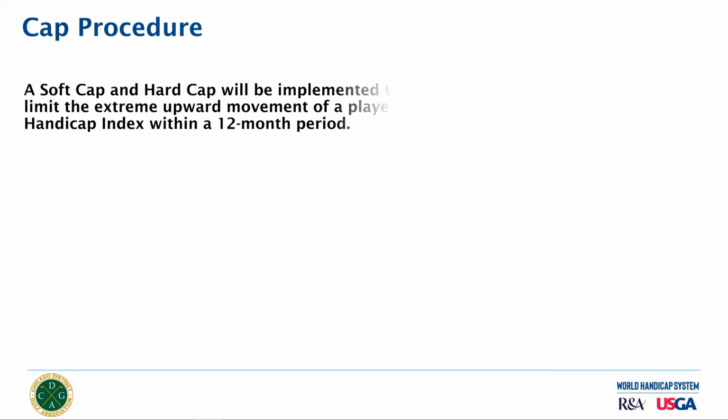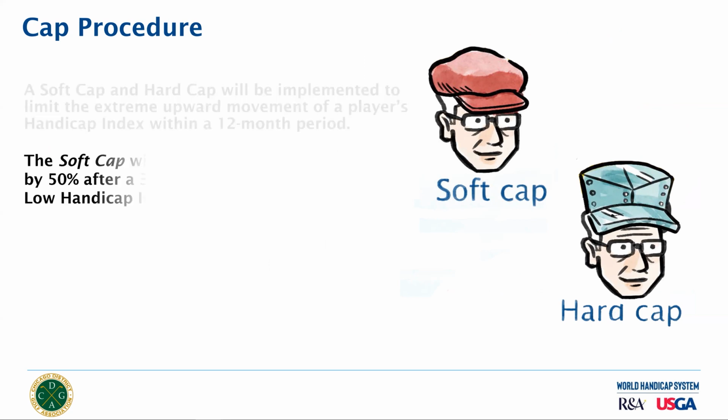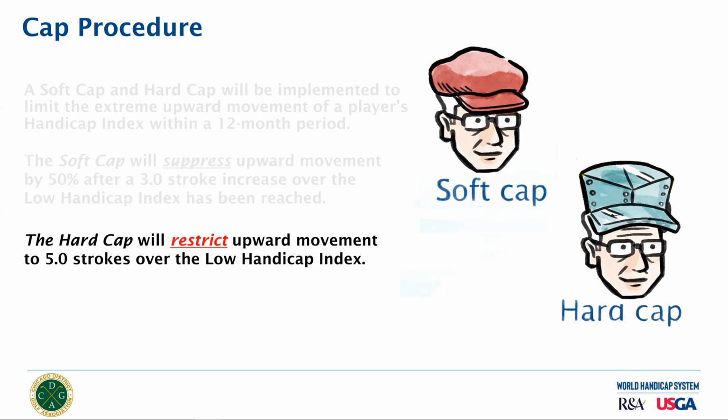The soft cap and the hard cap will be implemented to limit the extreme upward movement of the player's handicap index within a 12-month period. The soft cap suppresses the upward movement by 50% after a 3.0 stroke increase over the low handicap index has been reached. The hard cap restricts the upward movement to 5.0 strokes over the low handicap index.